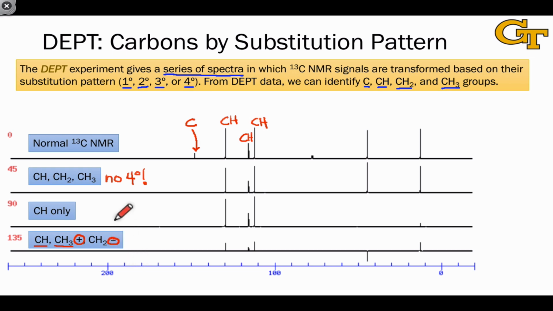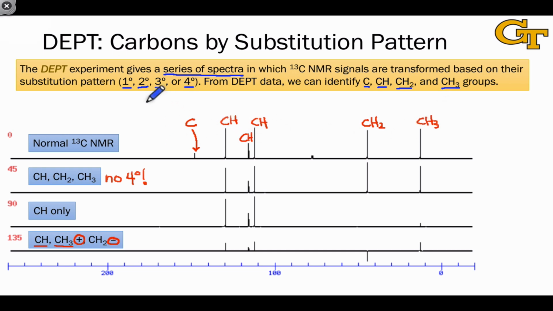That's actually a bit interesting to think about in terms of the frequency spectrum and Fourier transform. What does a negative frequency component mean? But we're going to leave that aside for the time being and just use this to our advantage to identify, for example, that this negative peak in the 135 degree spectrum must correspond to a CH2. And using process of elimination, since we already identified the methine peaks from the 90 degree case, we can conclude that anything that's left unassigned must be a CH3.